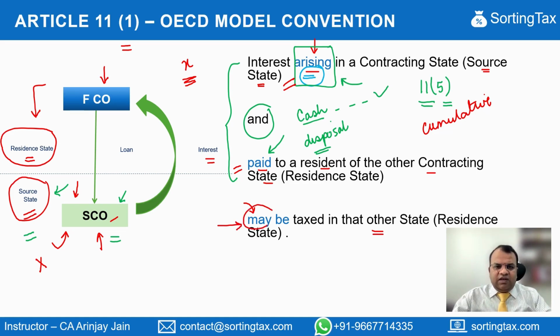The third is that such interest may be taxed in that other state. Now, there's a difference between the use of the words may be and shall. When the word is used as may be, that means that this state may have a right or may not have a right. But under this particular clause, when it uses the words may be, it means that it has the right, but that right is not exclusive. Whereas what it also implies indirectly is that even the source state has a right to tax such interest.